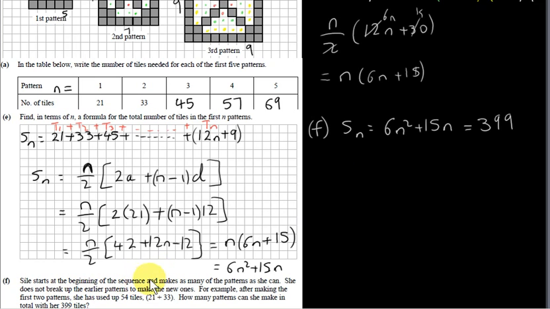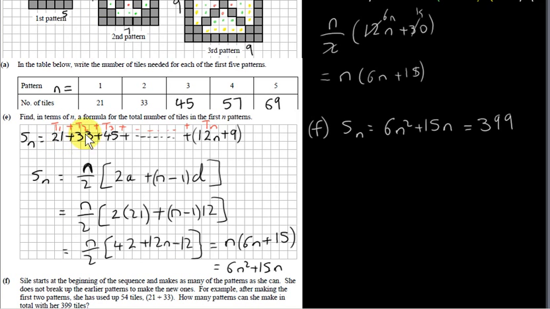Sheila starts at the beginning of the sequence and makes as many of the patterns as she can. She does not break up the earlier patterns to make the new ones. For example, after making the first 2 patterns, she has used up 54 tiles. So she needs 21 tiles for the first pattern, 33 tiles for the second pattern. So after she makes 2 patterns, that means 54 tiles are used up. How many patterns can she make in total with her 399 tiles?